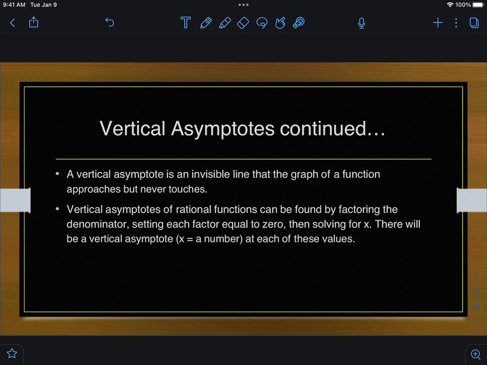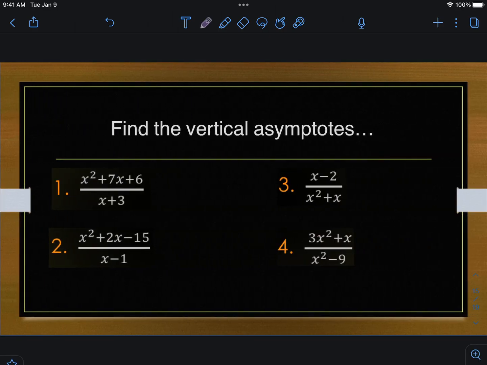Okay, so what we're going to do is factor the top and the bottom, and we're going to set the bottom ones equal to 0, just the ones that don't cancel out. The factors on the bottom are going to give us the vertical asymptotes. All right, so for these ones, I'm going to factor them just to be sure. And these are the same ones from the zeros video.